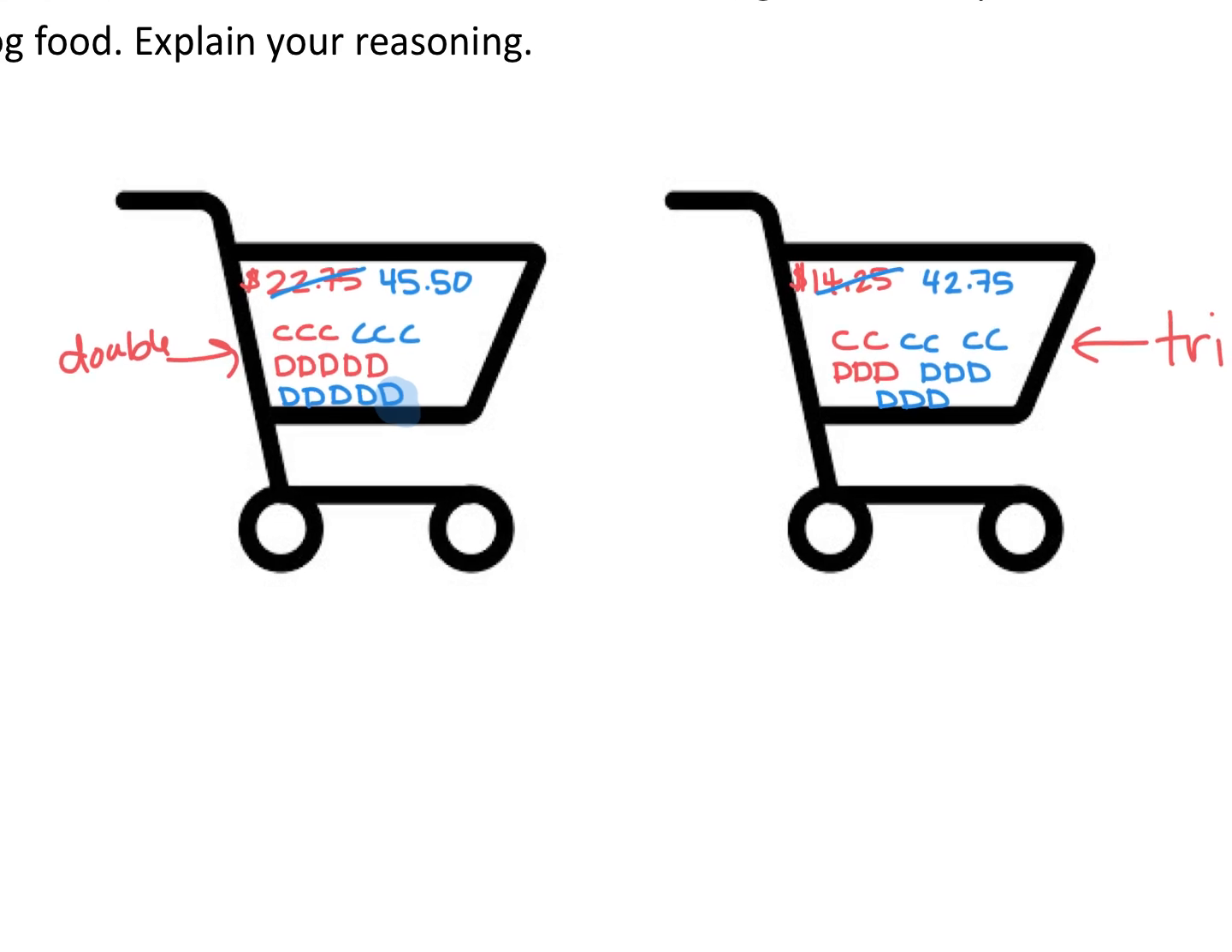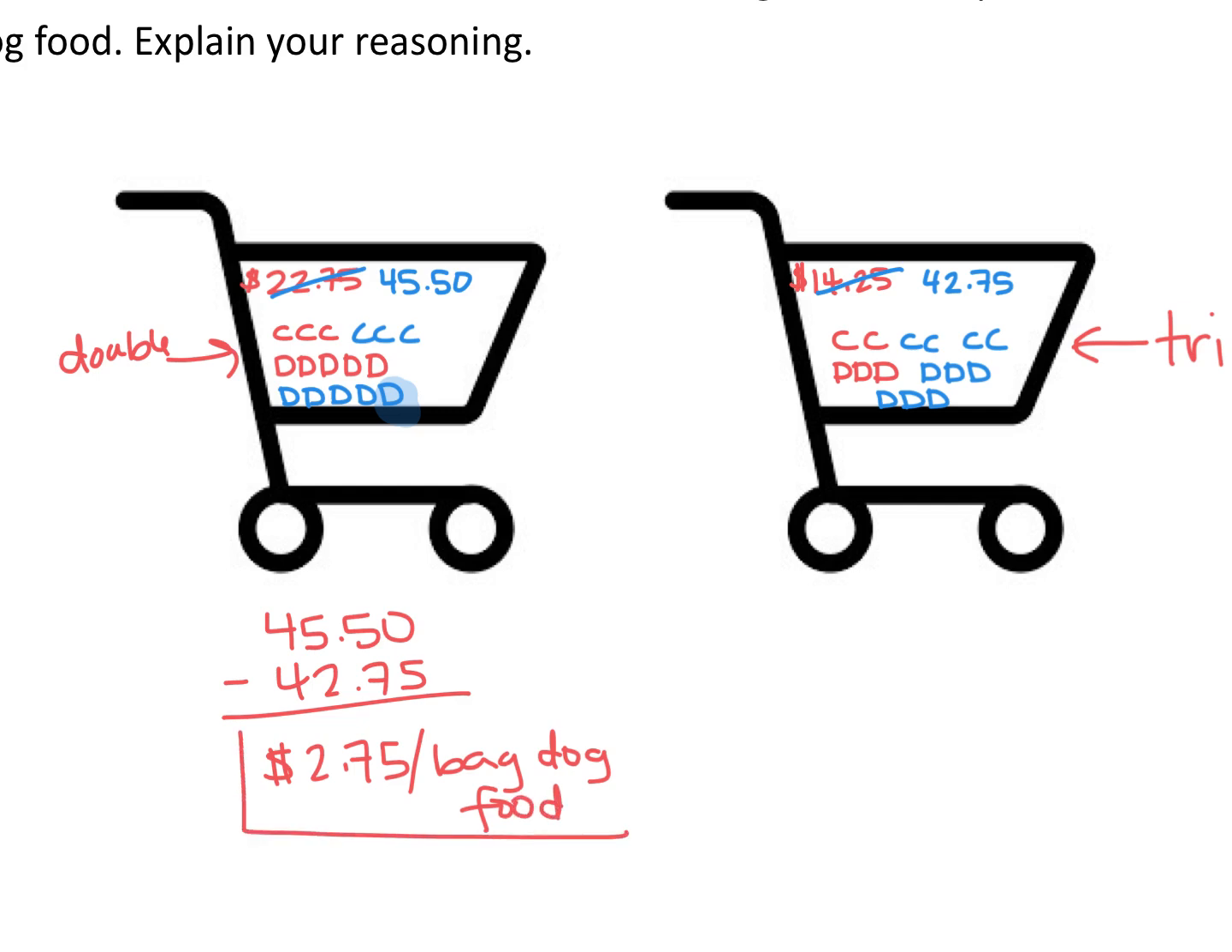Okay, so let's subtract our totals. So we're going to go 45.50 minus 42.75. That gets us $2.75 per bag of dog food.